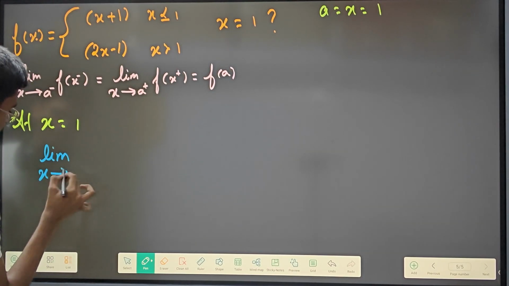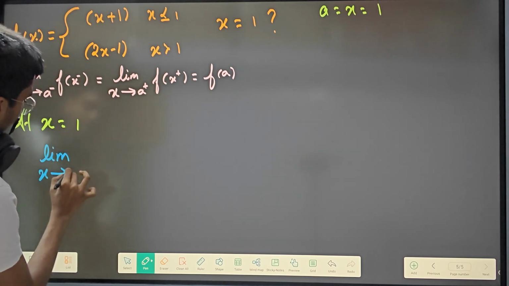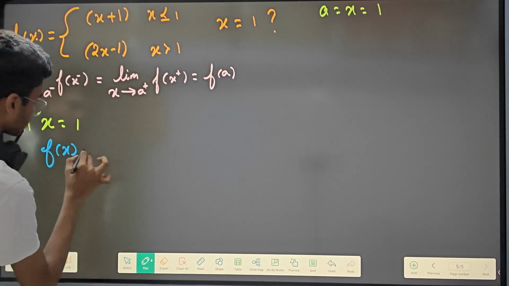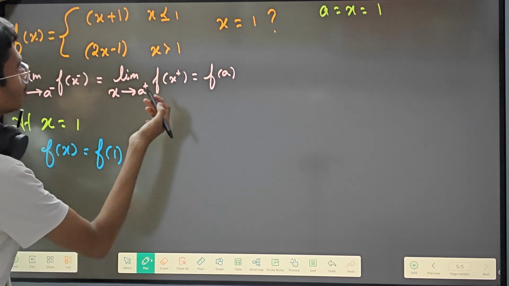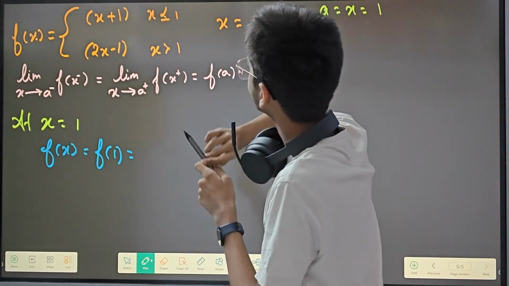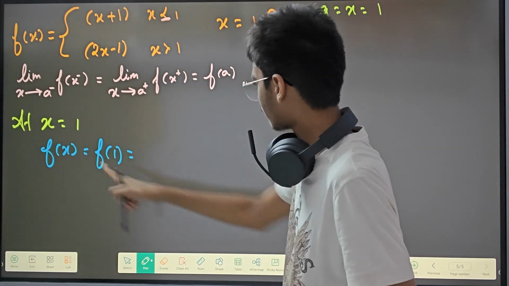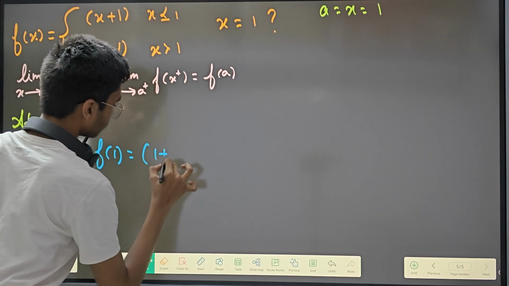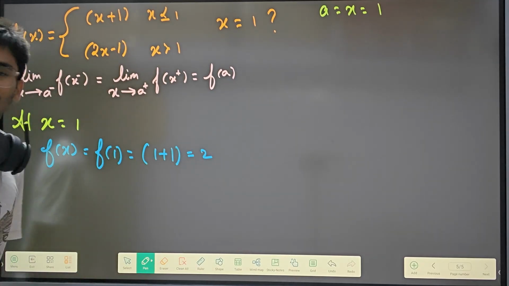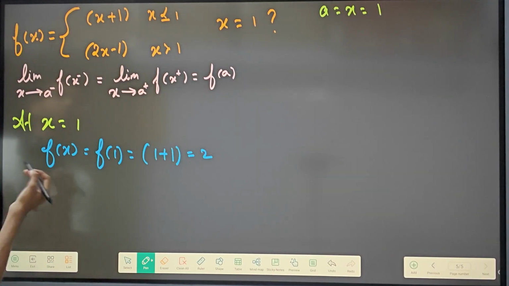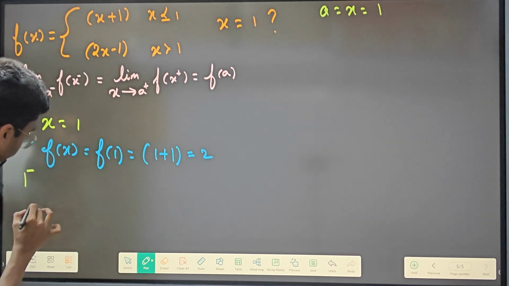So f of 1 is equal to, for this, which piecewise function do you have to choose? You have to choose this function only, because the equal to 1 is there and you are choosing at 1 only. So use this formula, which gives 1 plus 1, which is equal to 2. Next, at x tends to 1 minus.